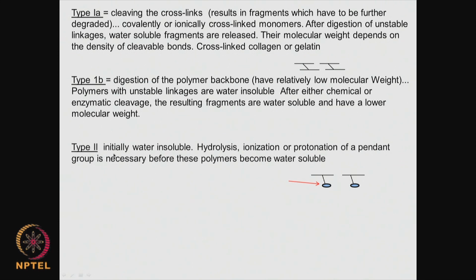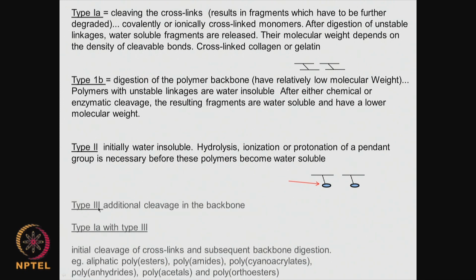Type 2, initially water insoluble, they may have some pendant groups which may get ionized or hydrolytically degraded. Once these pendant groups degrade because of hydrolysis, then the remaining polymer could be water soluble, that is type 2. Type 3, we have additional cleavage in the backbone. So, some portions of the backbone can get degraded. So, you can have combinations of type 1A with type 3. So, initial cleavage of the cross linkers and then the remaining backbone could be degrading later actually.